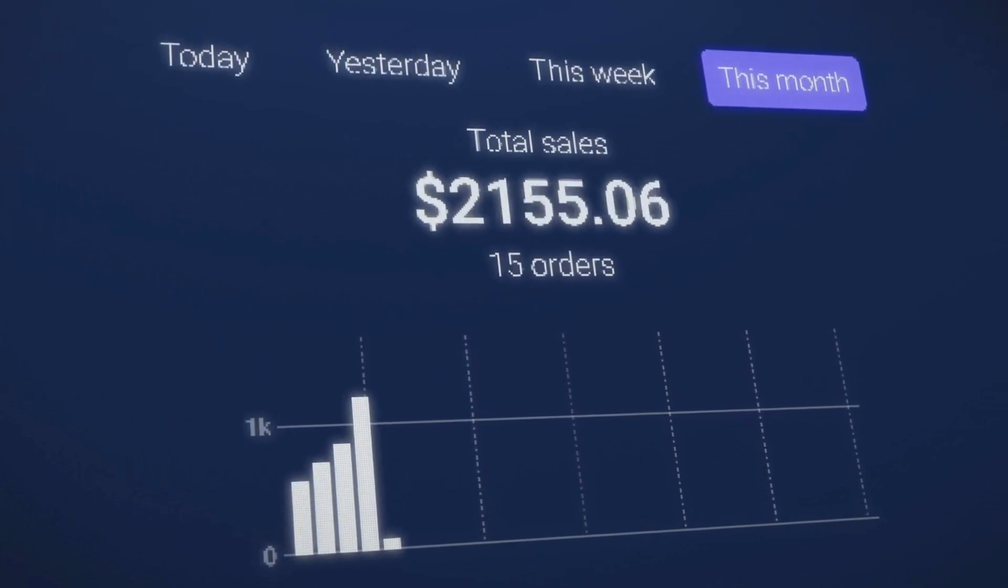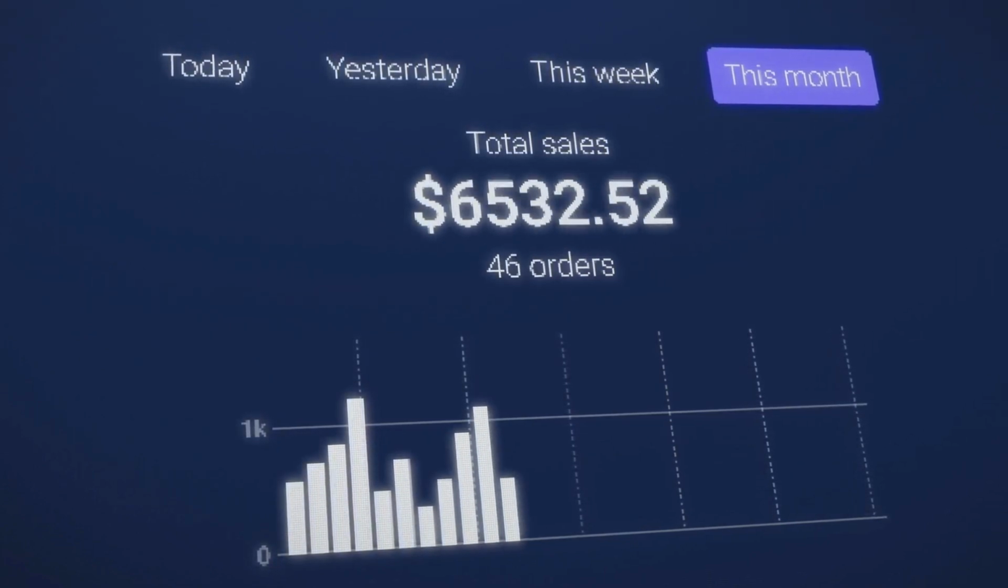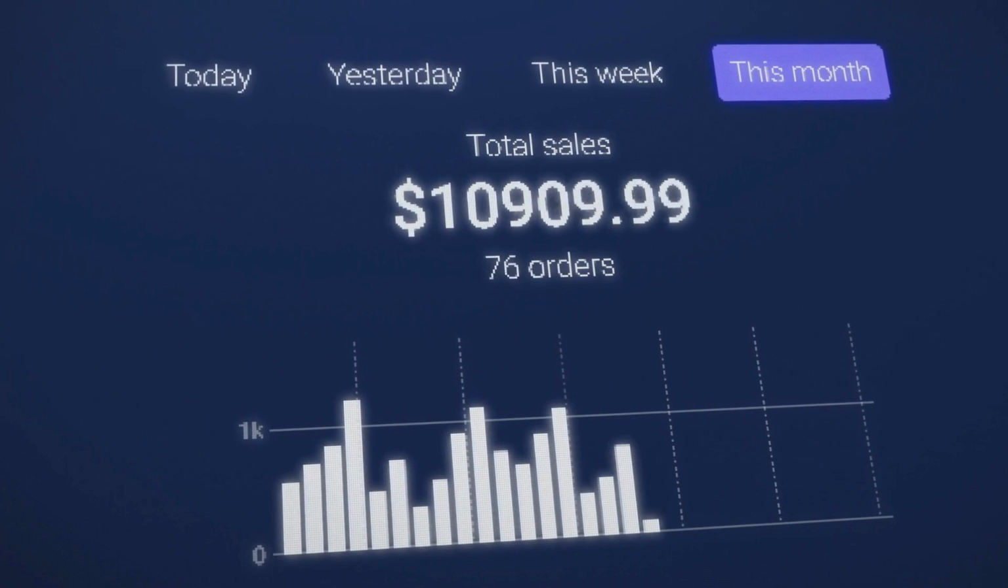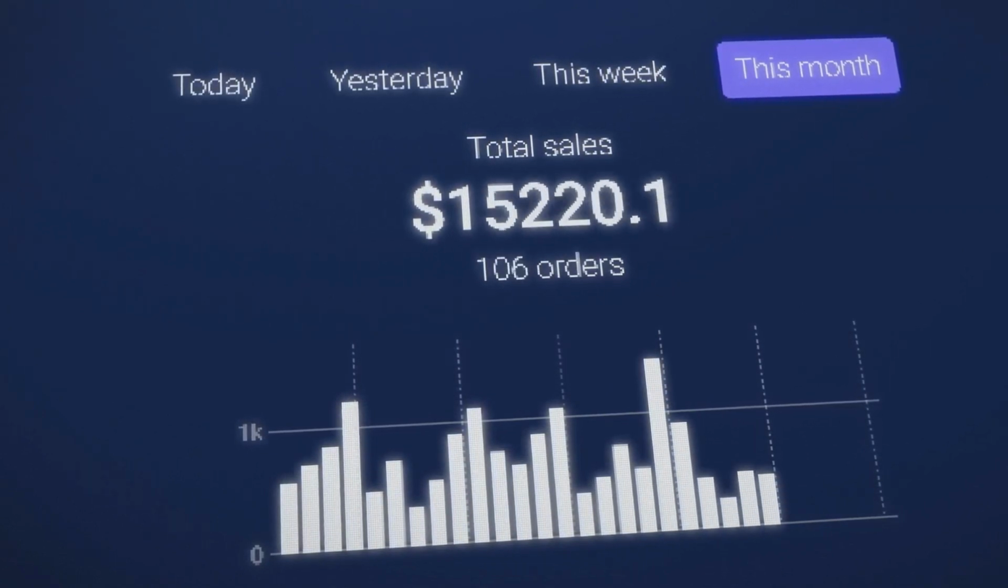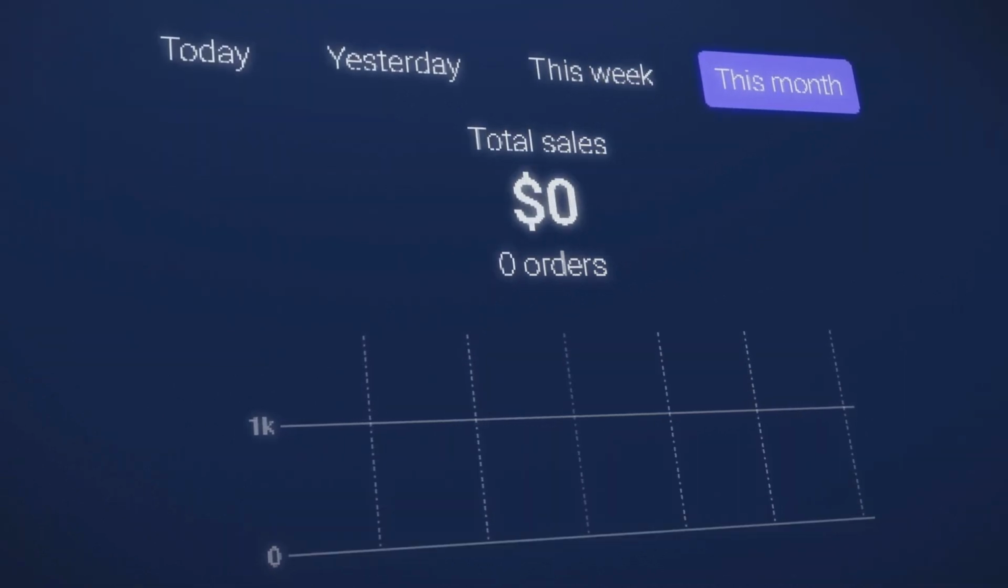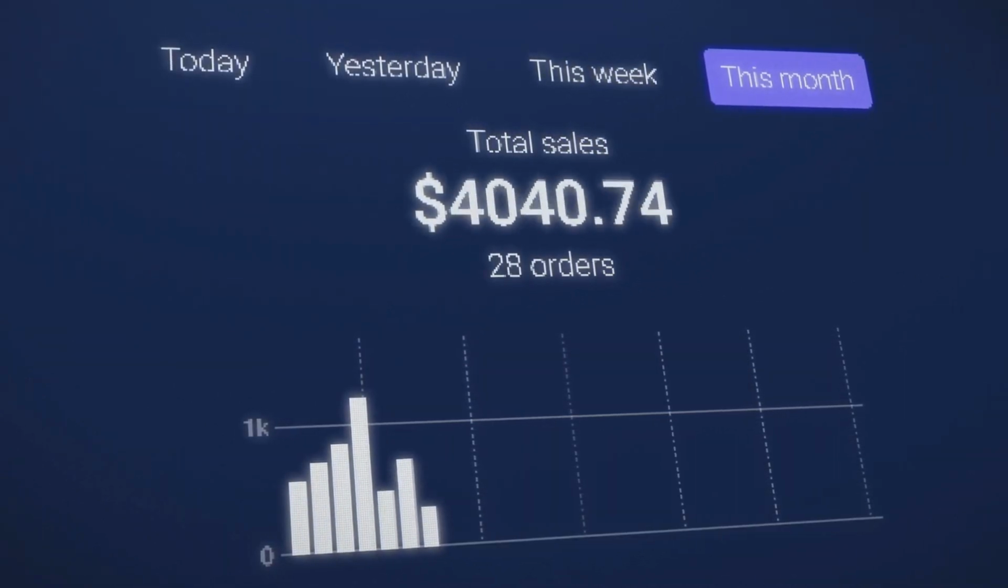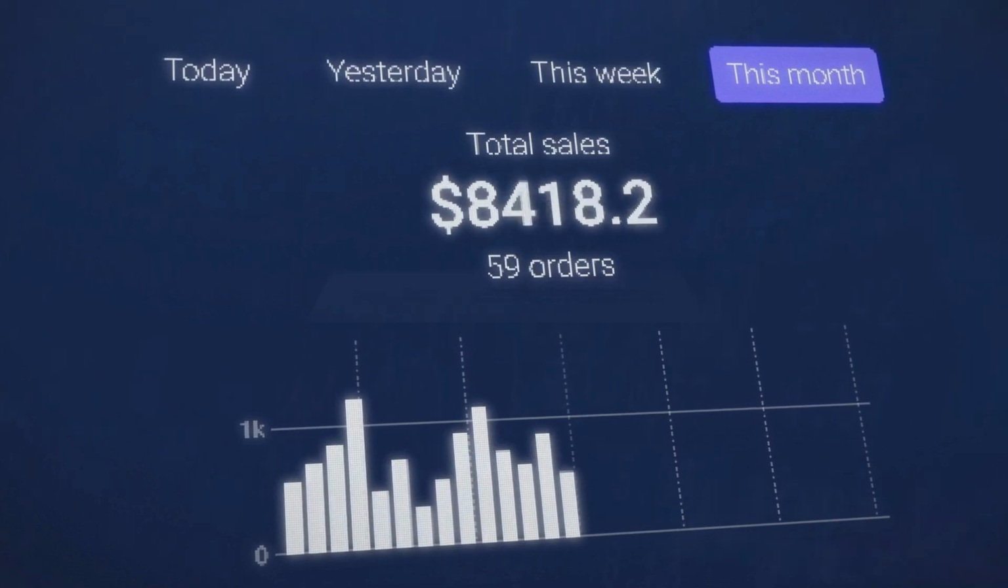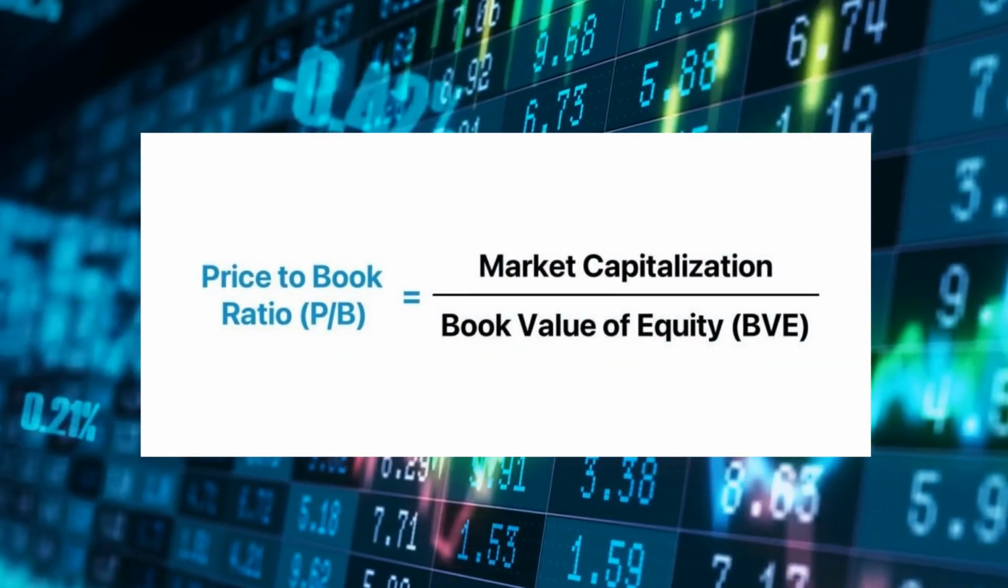Price to earnings is your price tag for $1 of the company's earnings. For example, a PE ratio of 15 means you're paying $15 for every $1 of earnings. A lower PE ratio might indicate an undervalued stock, but as we said, it's wise to compare this with industry standards.